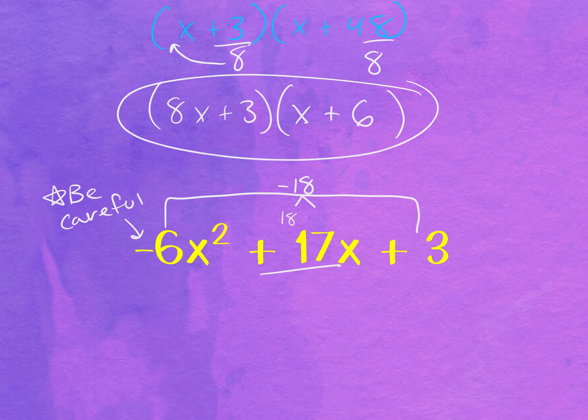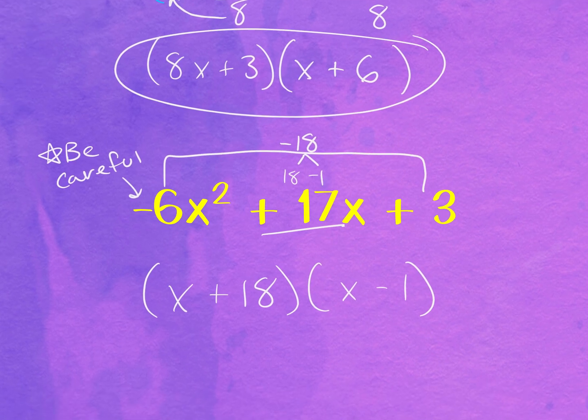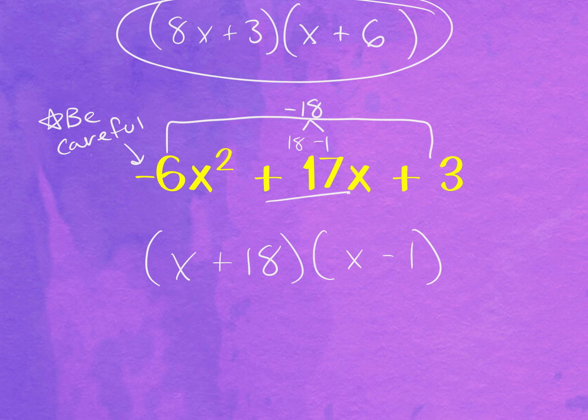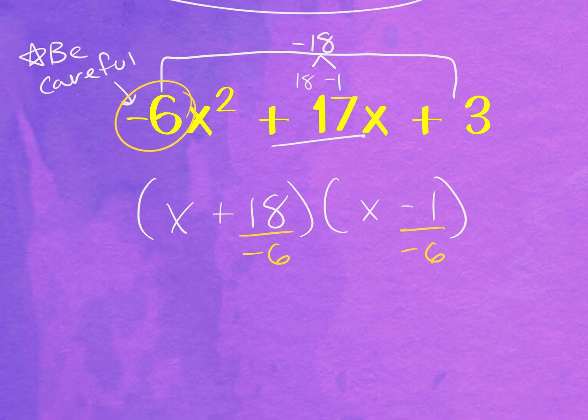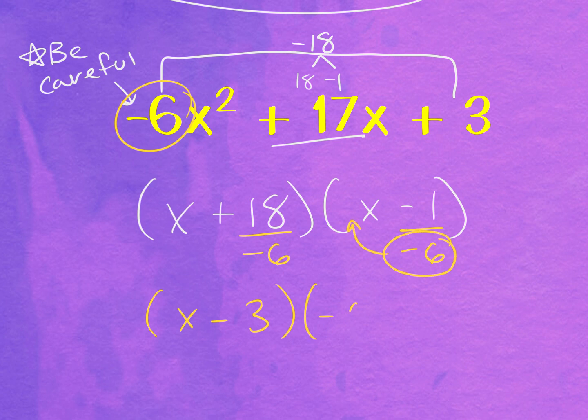18 and negative 1. So our factors are going to be x plus 18 and x minus 1. What would we do next? Divide by negative 6. Can I divide 18 by negative 6? Negative 3. So this turns into x minus 3. Can I divide negative 1 by negative 6? Nope. So we're going to take our negative 6 and move it in front. So this would be negative 6x minus 1.